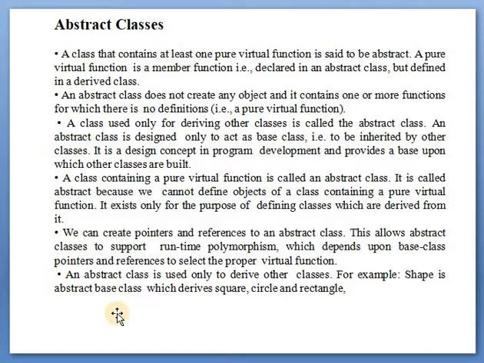For example, shape is an abstract base class which derives square, circle and rectangle. So when we declare shape as a base class, there is no function definition in that shape class, but we can declare a pure virtual function in it. Suppose calculate area is a pure virtual function, so we can just write the declaration of that calculate area function, not the definition. If you want to define this function, we can define it in the derived classes, that is the square class, circle class and rectangle class. In this case, shape is an abstract base class and all these three are the derived classes.